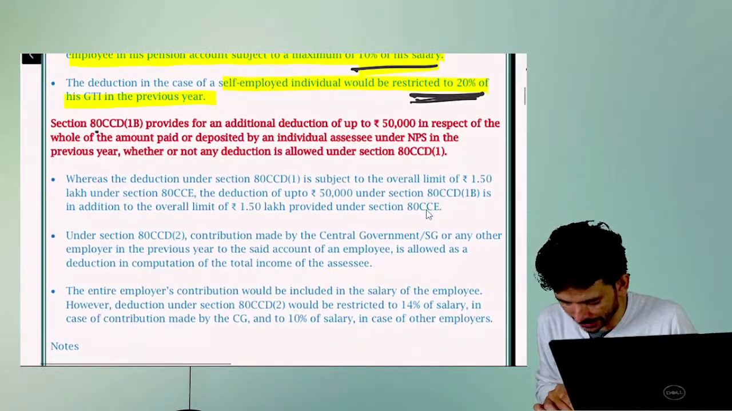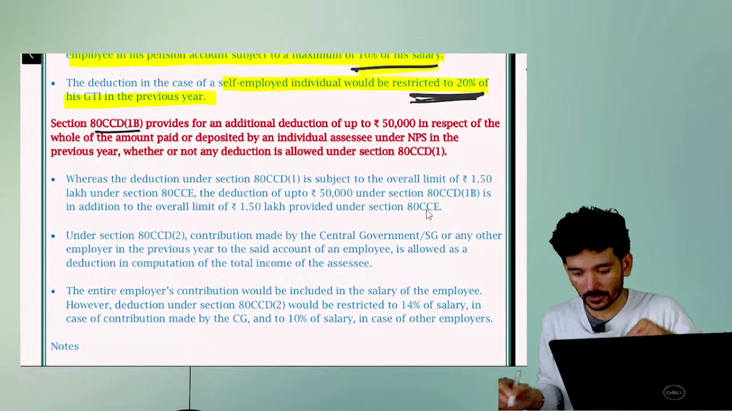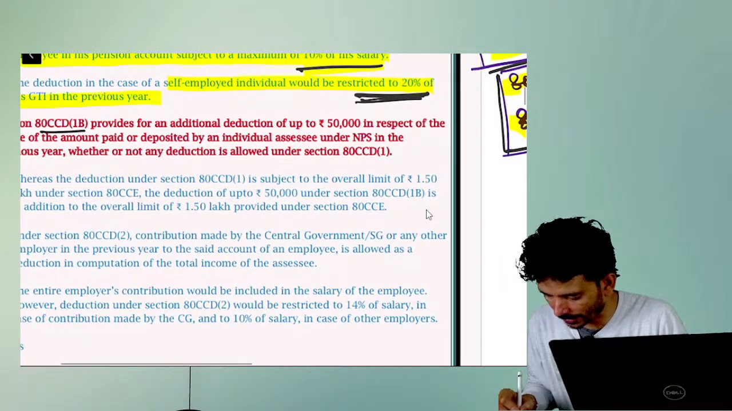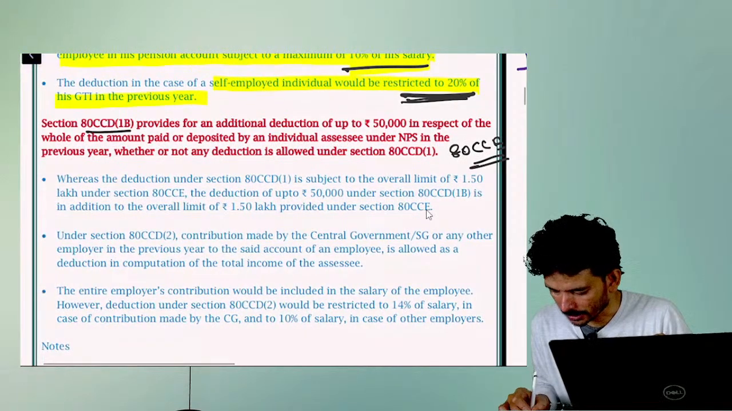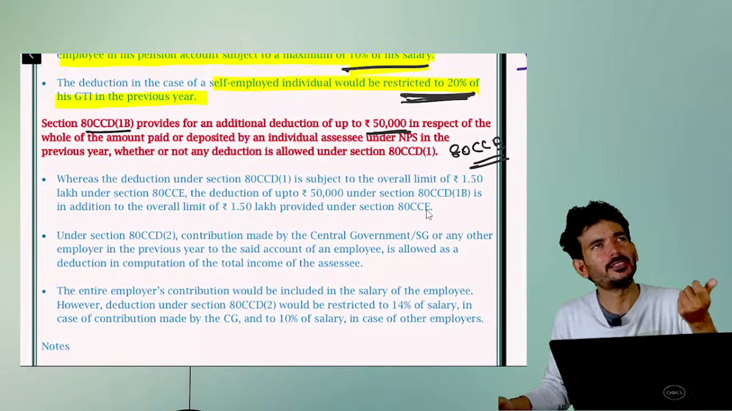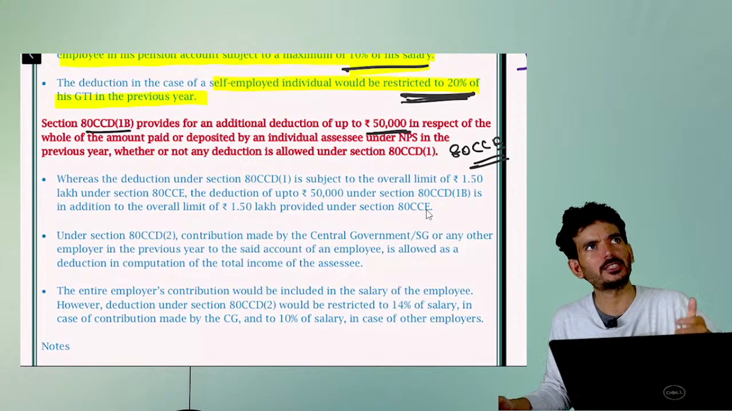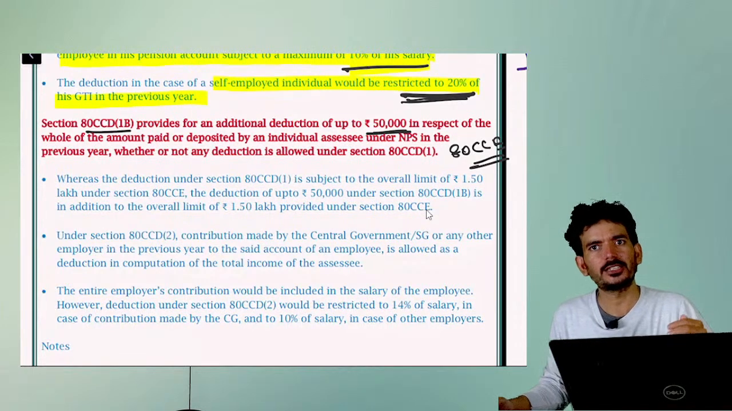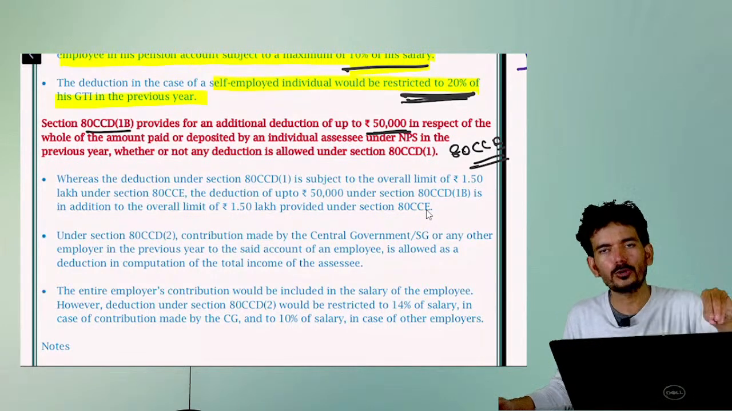And there is one more section, 80CCD 1B, which means that this is outside the scope of 80CCE, which means this 50,000 maximum they have given additionally. See, people are shouting, right? For 80C also you are given 1.5, 80CCC also you are given 1.5, 80CCD 1 also you are given 1.5, all put together 1.5.